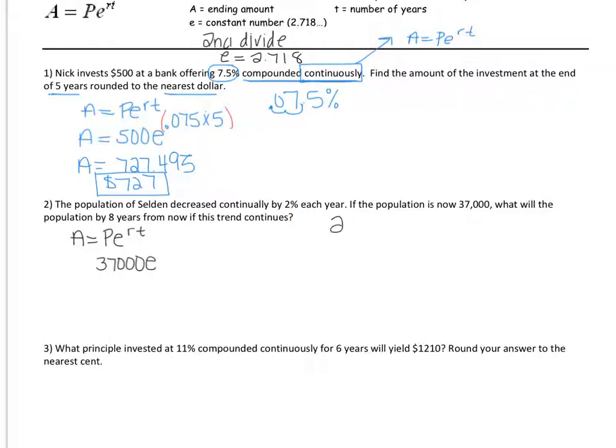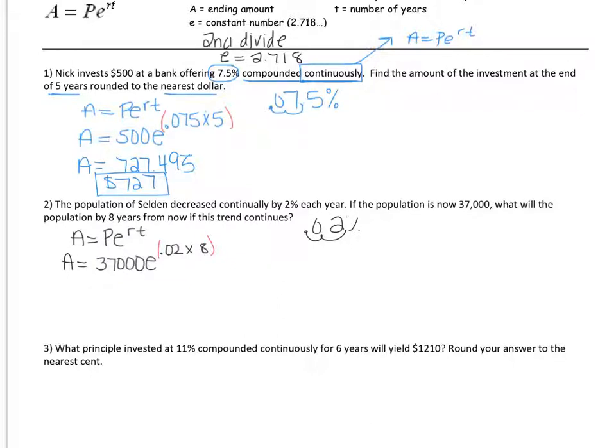So how do I take that 2% and turn it into a decimal? Well, I move the decimal 2 places to the left, so it's 0.02. And now 8 years should be times 8. Again, this whole thing needs to be in parentheses. And what I'd like you to do is type this into the calculator again, just the way you see it, and then hit resume when you're ready to see the answer.